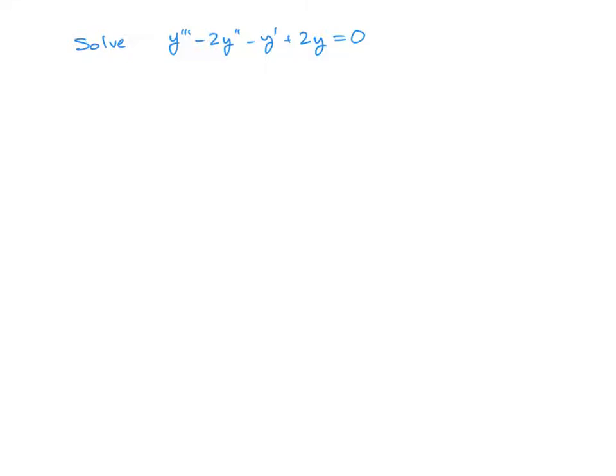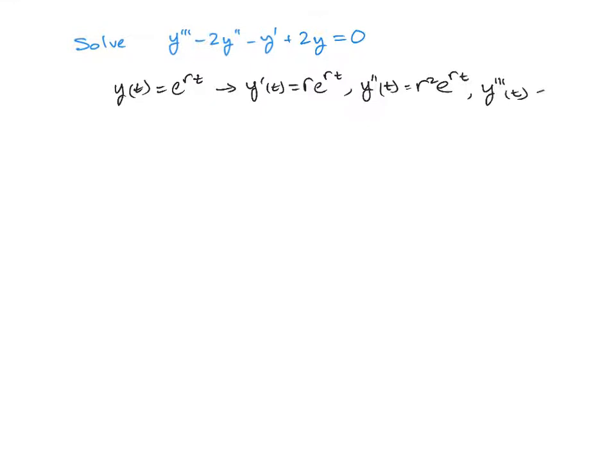For this problem, we want to solve a third-order homogeneous equation. And just like before, we take our e^(rt), which is our solution, and we take the derivatives that we need. So y'(t) is r e^(rt). The second derivative is r² e^(rt). And now our third derivative is going to be r³ e^(rt).